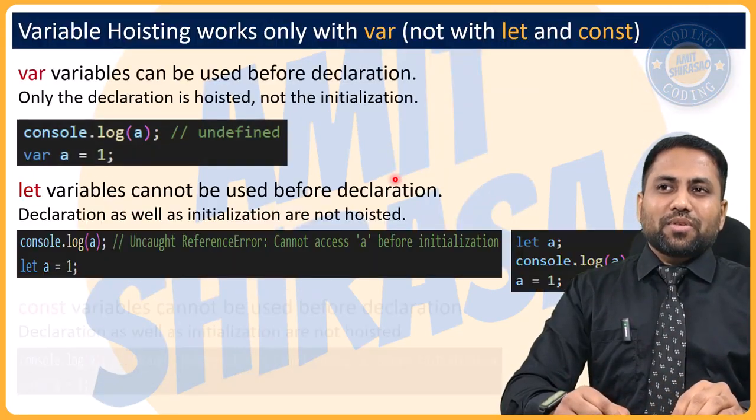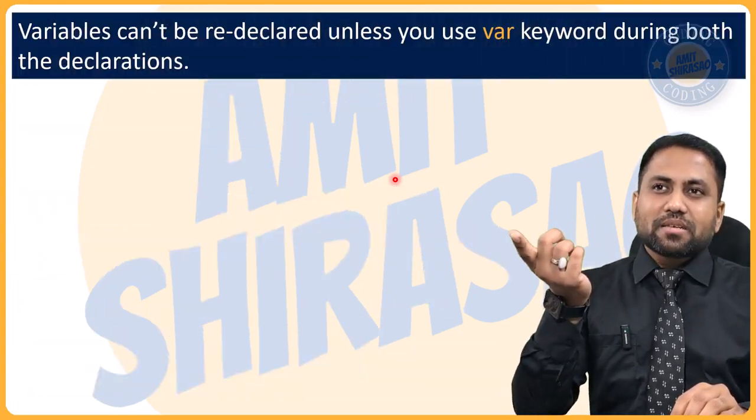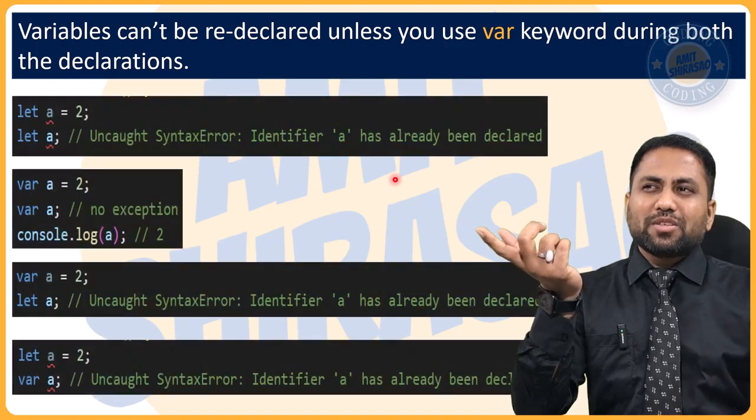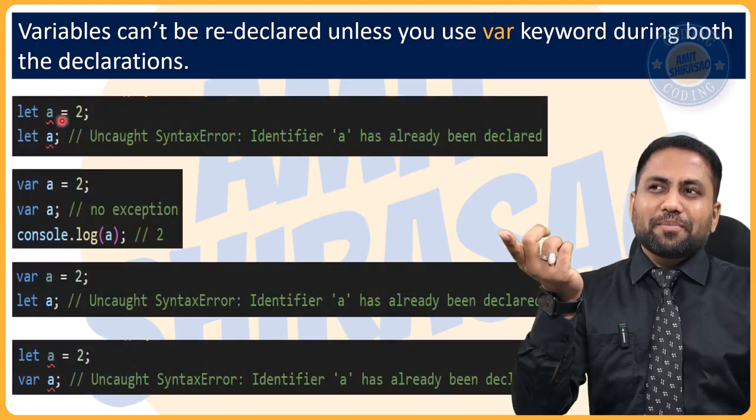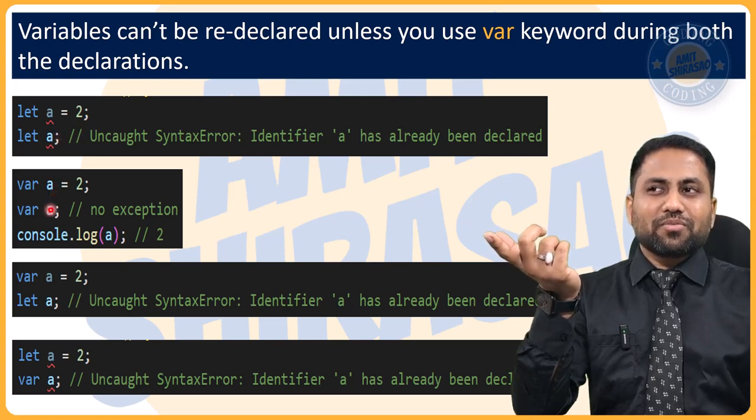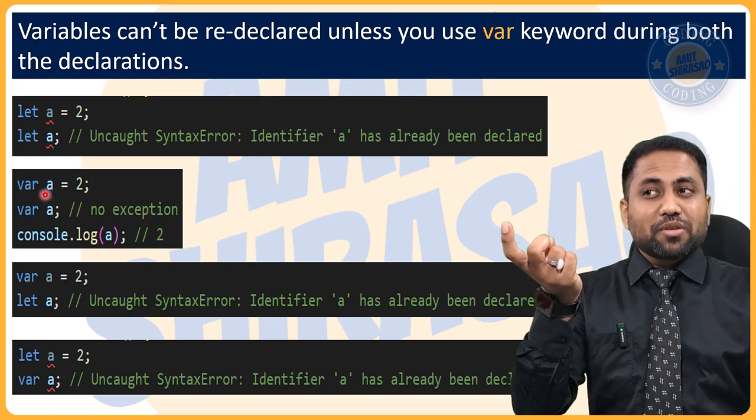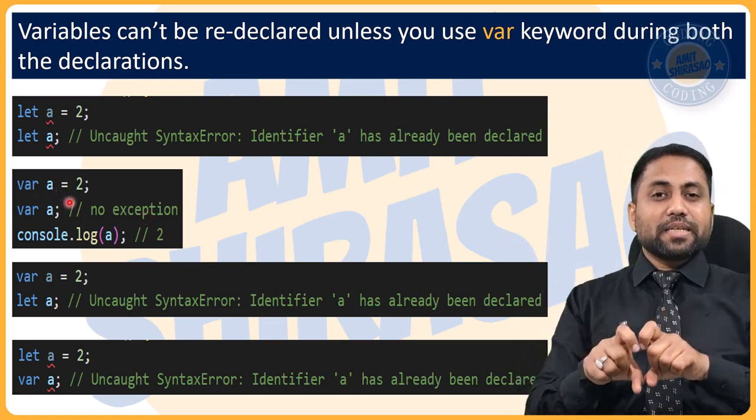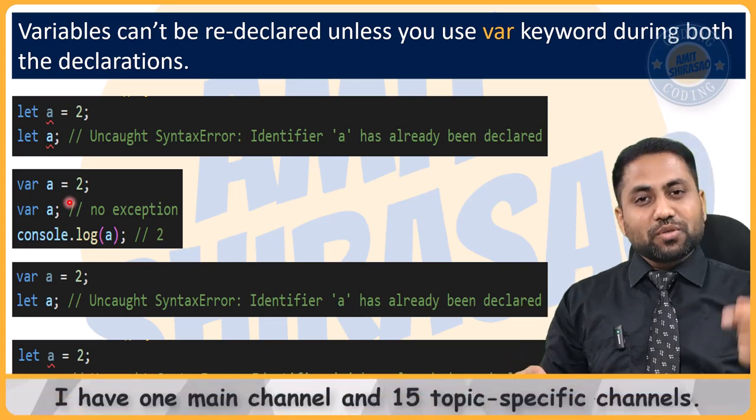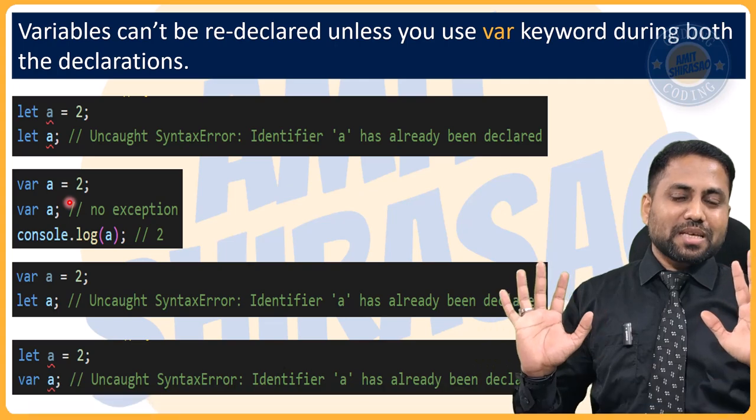Then we saw variable hoisting. Variables can't be redeclared unless you use the var keyword. I told you this, right? If you say let a is equal to 2, you cannot say let a again. But in the case of var, you don't get an exception. Why? Because whenever you say var a, it's basically getting created in the global context. And whenever you say var a again, that value gets replaced. It's as simple as that.